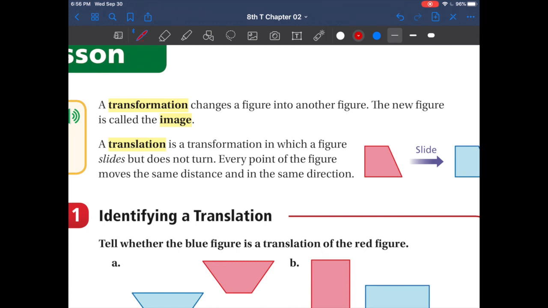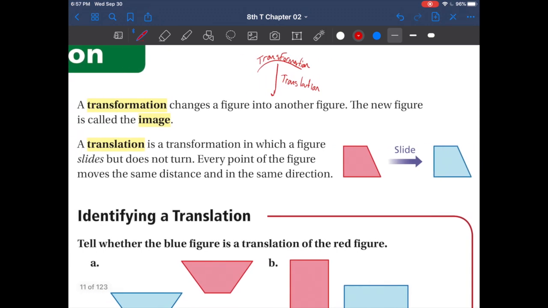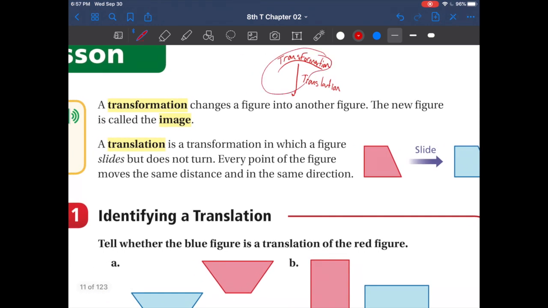So I want you to think of it this way, transformations is everything we're going to be talking about, and a translation is somewhere over here. So it would be part of this umbrella, right? So it would be a translation. So what exactly is a translation? A translation is something that slides, okay? It's a transformation, so it's one of these, all right?